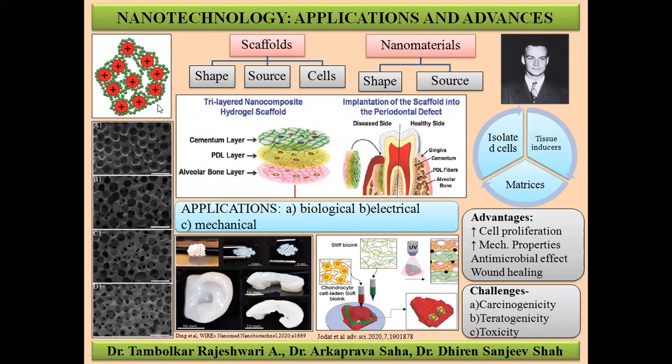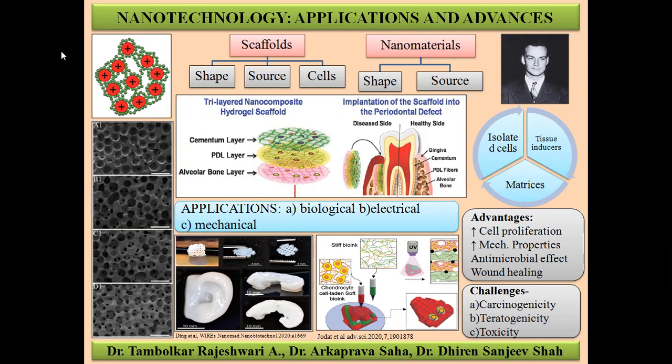Like in hard tissues, craniofacial bone and alveolar bone regeneration; soft tissues like pulp and periodontal regeneration; cartilaginous tissues like TMJ and articular cartilage regeneration; and nerve tissue regeneration. This nanotechnology is composed of scaffolds, which are shown as the red particles, surrounded by the green nanomaterials.